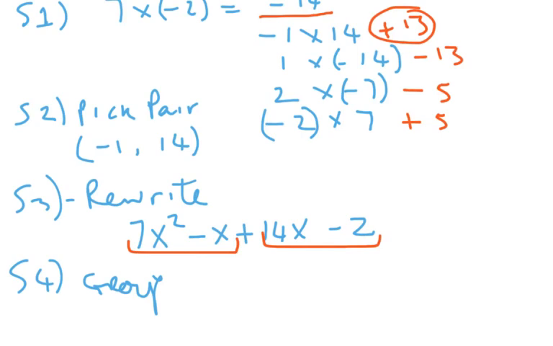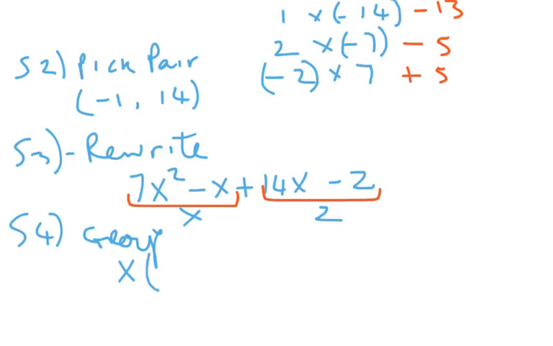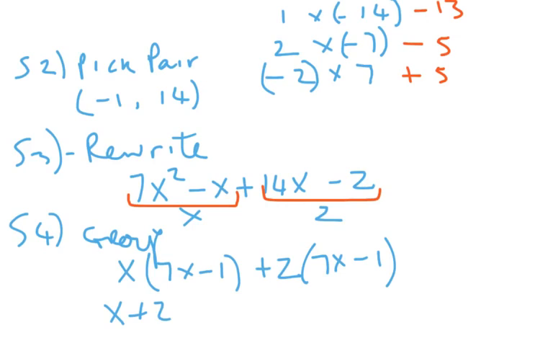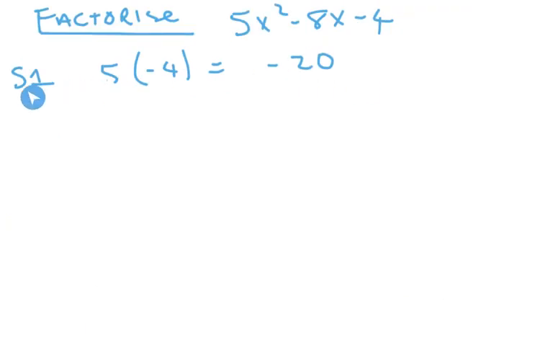Pick the highest common factor of this here, which is equal to x, and the highest common factor over here is equal to 2. So let's use those now to group. I'm going to go x into 7x minus 1 plus 2 into 7x minus 1. So therefore, we're going to have x plus 2 multiplied by 7x minus 1. And that's our answer. Okay, let's go look at the last one now. Step 1, we do 5 times minus 4 is minus 20.